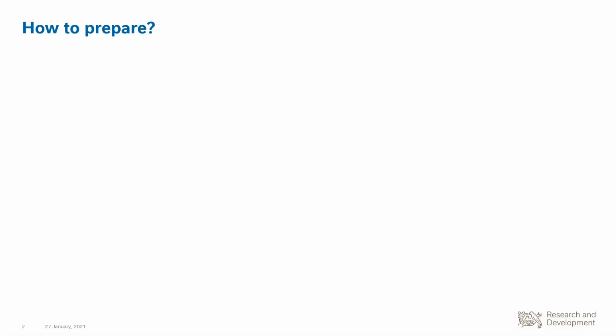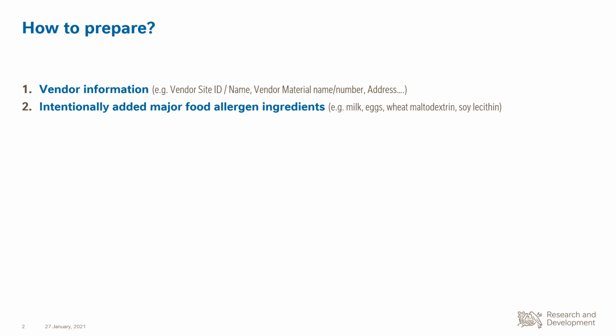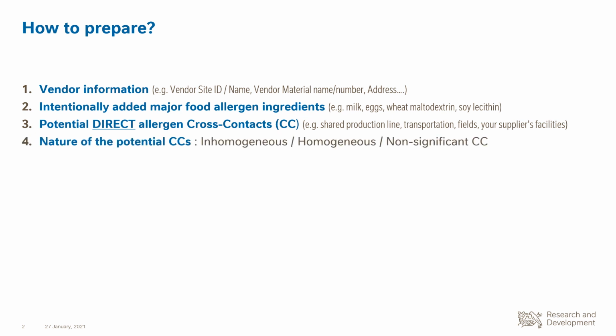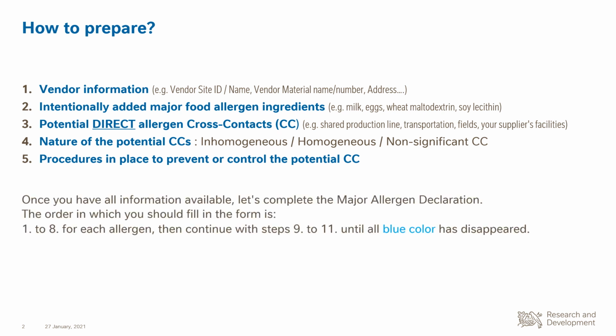How to prepare? 5 elements are required. 1. Your vendor information. 2. What are the allergens intentionally added to the material sold to Nestlé? 3. What are the potential direct allergen cross contacts present in the material sold to Nestlé? 4. What is the nature of the potential cross contacts? 5. What are the procedures in place to prevent or control the potential cross contacts? Once you have all information available, let's complete the major allergen declaration.